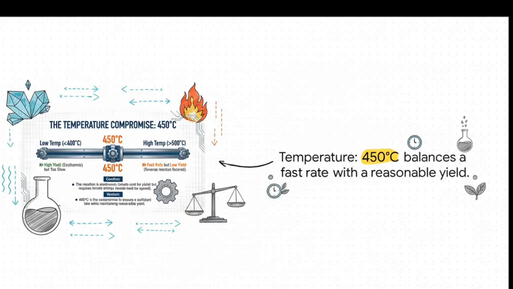Let's break down the temperature first. Remember how we said the reaction is exothermic? It gives off heat? Well, chemistry tells us that for reactions like this, you'll get the highest yield at low temperatures. Awesome. Except at low temperatures, the reaction is so ridiculously slow, it's useless. So they had to find a middle ground. 450 degrees Celsius. It's hot enough to make the reaction happen at a practical speed, but it's still cool enough that you get a reasonable amount of ammonia.